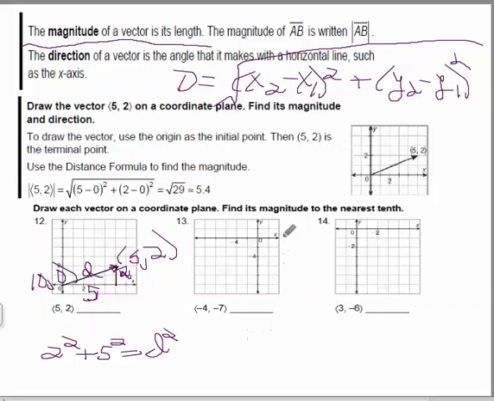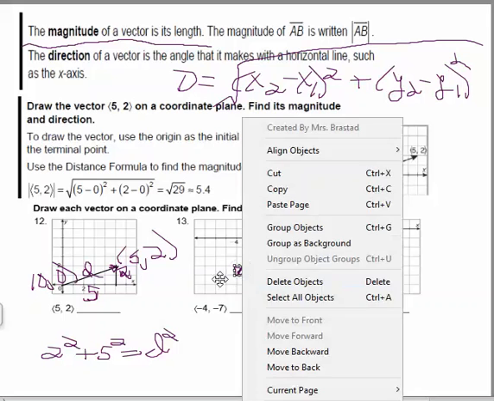Okay, in number 13, the component form is <-4, -7>. So the -4 means you're going to go -4 on the horizontal. Oh, these are going every 2 units, by the way. So there's -2, -4, but I also have to go down 7. So 4, 5, 6, 7. So about right there is the vector. My arrow is a little bit off too again. These are kind of small for me to draw with this mouse.